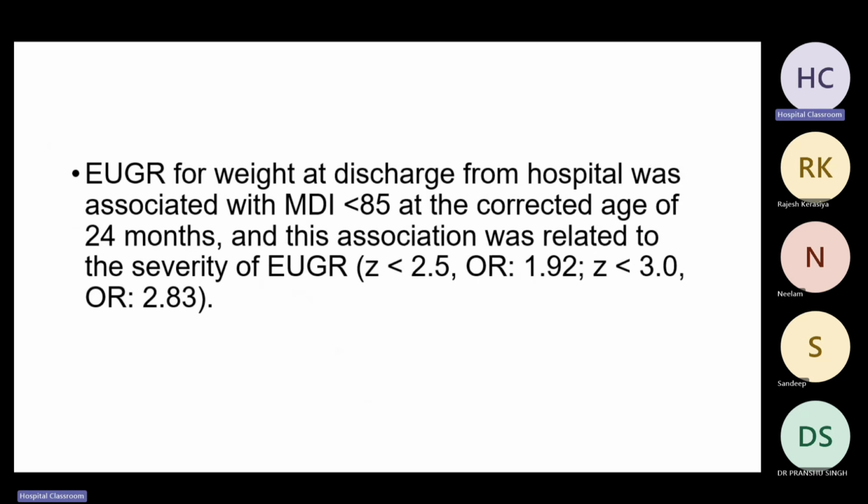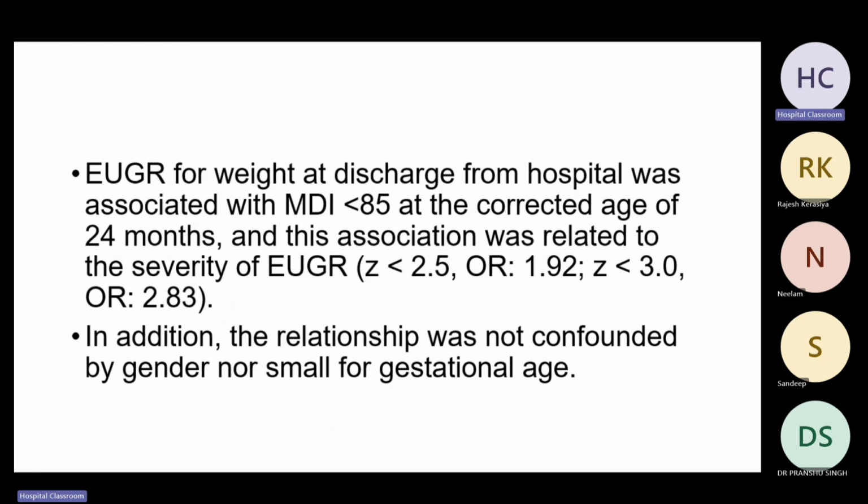Okay, so if you look at the evidence, all these babies who are having EUGR, that is extrauterine growth restriction inside the NICU, it was associated with poor MDI, that is the mental developmental index less than 85, and it was more so for the severity of EUGR. Where your Z score is less than -2.5 standard deviations, your odds were a little bit less, but if it is less than -3 standard deviations, your odds are higher. And the relation is not affected by gender or small for gestational age.